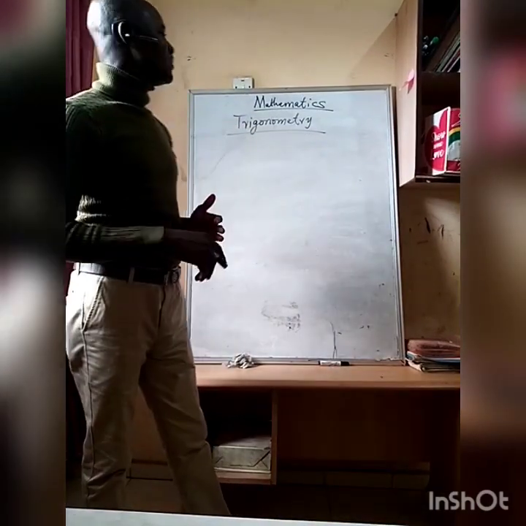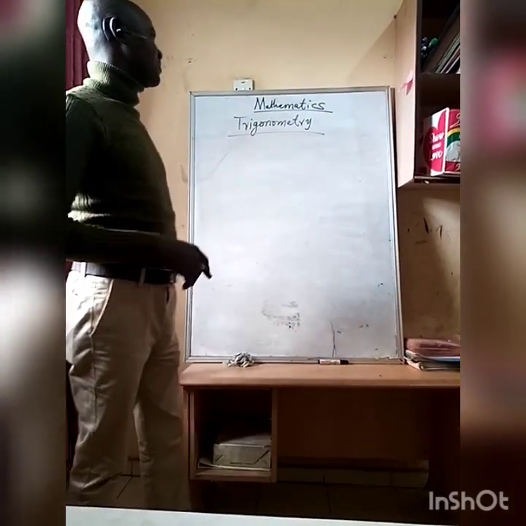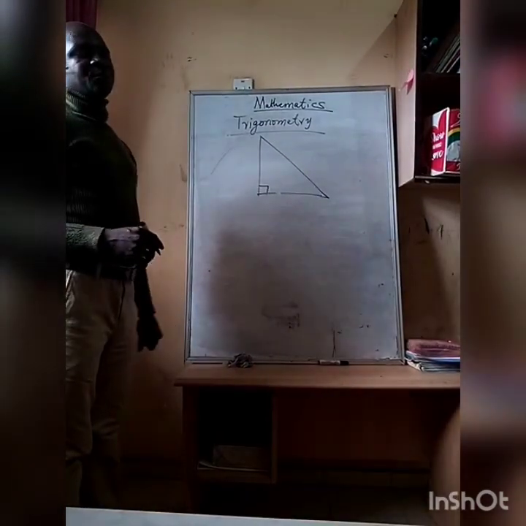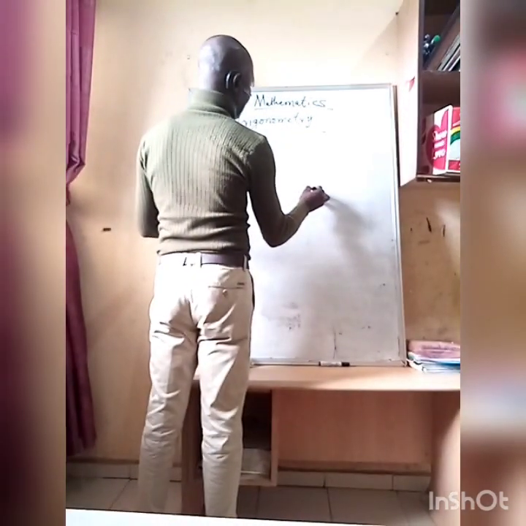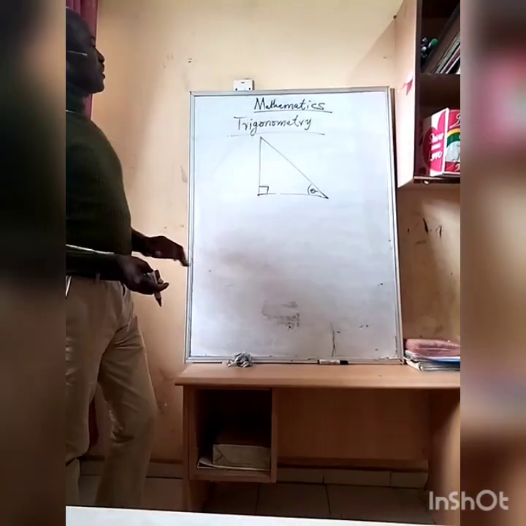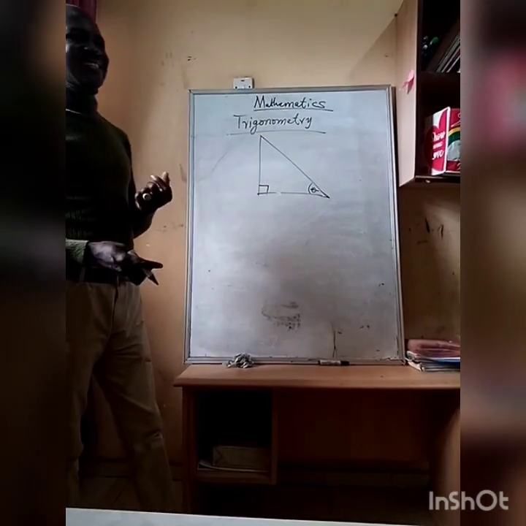Welcome to Mathematics Gymnasium. Today, we are going to discuss the concept of trigonometry, introduction. Here is the right angle triangle. A right angle triangle is a triangle whose one of the interior angles is 90 degrees.